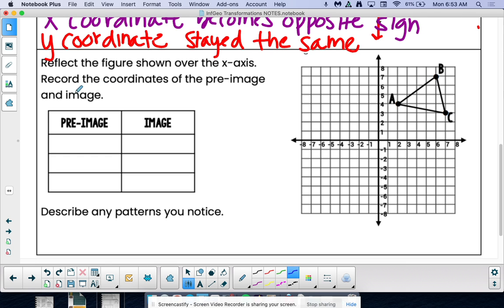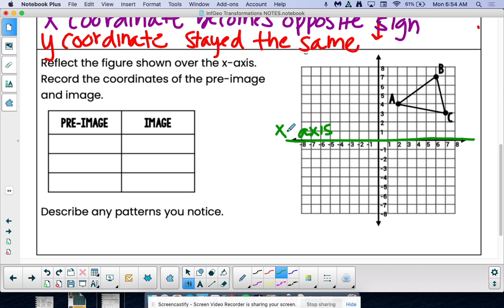This time we're reflecting our figure over the x-axis. So let's highlight that. Highlight your x-axis. That's the one that runs side to side. That's your x-axis. Oops, what am I doing? Spelling x-axis. I wrote axis twice. Silly me. X-axis.